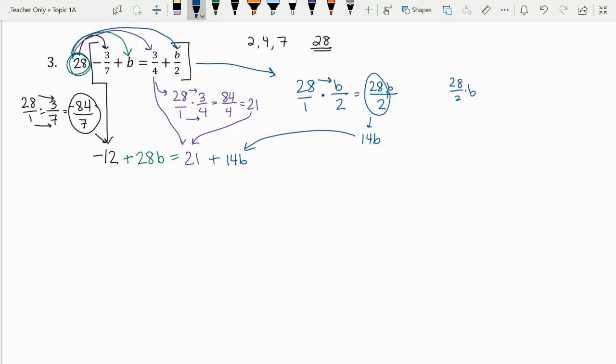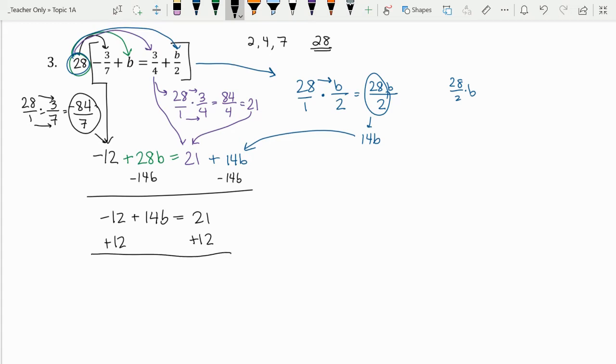And now at this point, this is an equation that we can solve. We're going to put all of the b's on one side. So I'm going to subtract 14b. And then I'm going to move the 12 to the other side. And I should have mentioned this earlier. If at any point in time this is going too fast, you can always pause the video and try a little bit yourself and then unpause it. So now we get 14b equals 33.